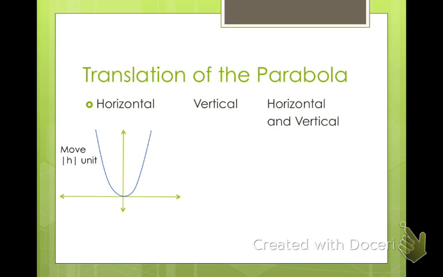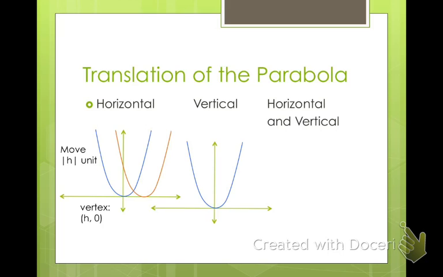Alright, so when we talk about translations, H is what moves it left and right, I'm sorry. And then our vertical is the K. So K is going to be what moves our parabola up and down. And you can have a combination of the two as well. So you can have horizontal and vertical. That includes both H and K values.